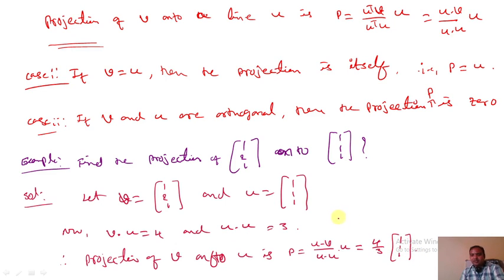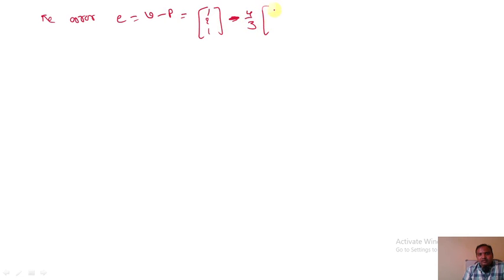The projection is perpendicular to the error vector. The error E equals v minus p. v is (1, 2, 1). p is 4 by 3 into (1, 1, 1). Now you can check it. 1 minus 4 by 3 is minus 1 by 3. 2 minus 4 by 3, that is 6 minus 4, 2 by 3. And 1 minus 4 by 3 is minus 1 by 3. This is the error vector.